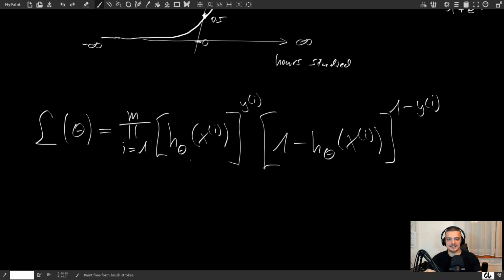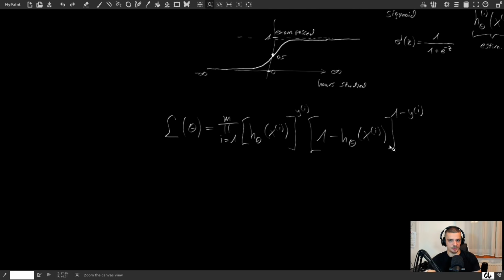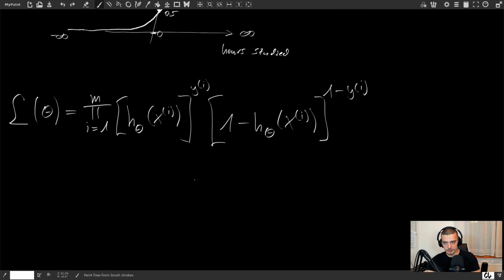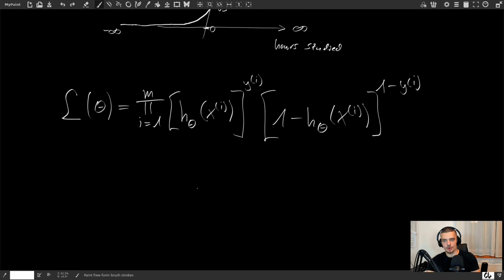The more mistakes I make, the smaller the value, the lower the value that I'm going to get out of this likelihood function is going to be. Now, this, however, is not optimal for a couple of reasons. So this likelihood function works in principle, but there's a couple of things that we want to change. First of all, we want to actually negate it.